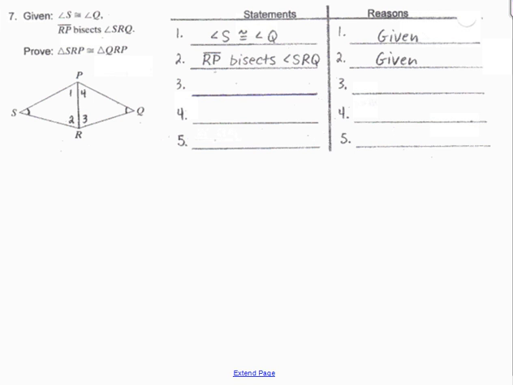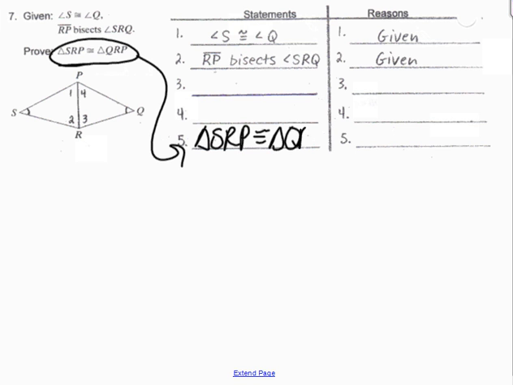Next one, write what you need to prove last. Triangle SRP is congruent to triangle QRP. And here we go, start with red. Angle S is congruent to angle Q. Mark it up. All right, here we go. There's a congruent part, I can move on to green.